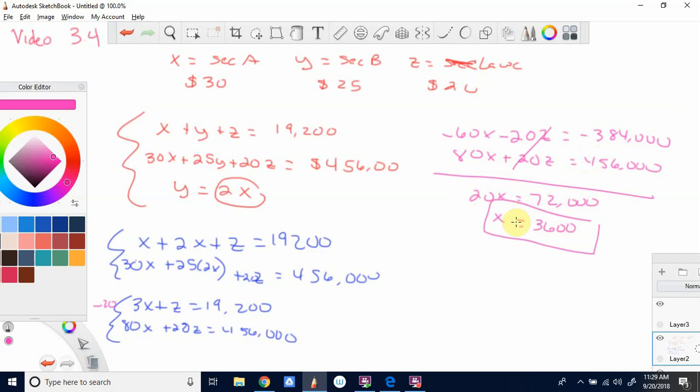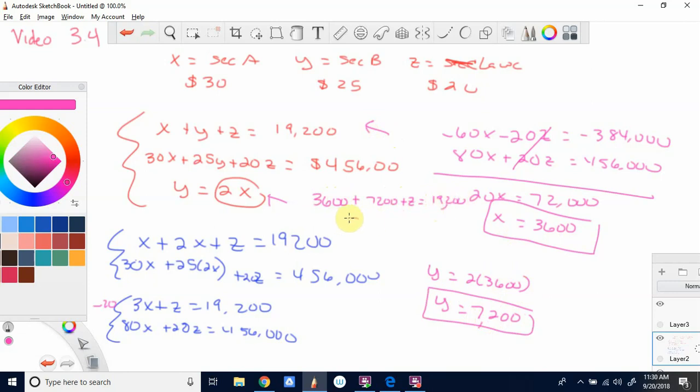Now let's put it into this equation. Y equals 2 times 3,600, so the number of Y seats is 7,200. Now we need to find Z. We're going to put it in this equation, it's the easiest. So we're going to say 3,600 plus 7,200 plus Z equals 19,200. When you do the algebra, you get Z equals 8,400.